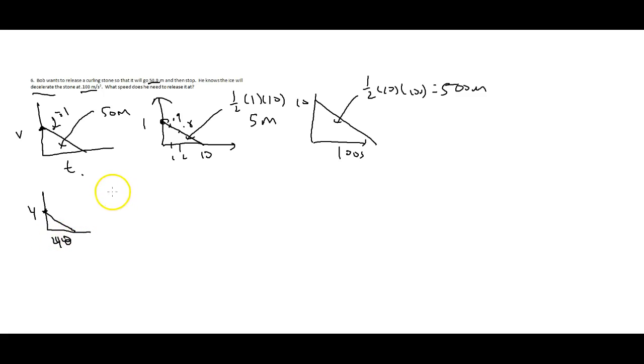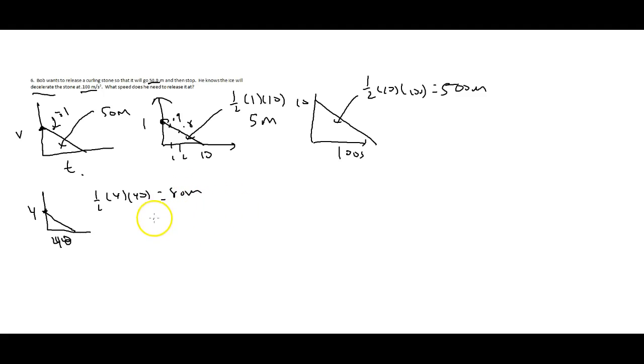Now, I did that really fast. Why did I do that really fast? Well, because I've noticed that when I'm up 1, it takes 10. If I'm up 10, it takes 100. It takes 10 times as many seconds to stop it as the height I randomly picked. And so this would be 1/2 times 4 times 40, and that's going to give me 80 meters, and it's still too big.